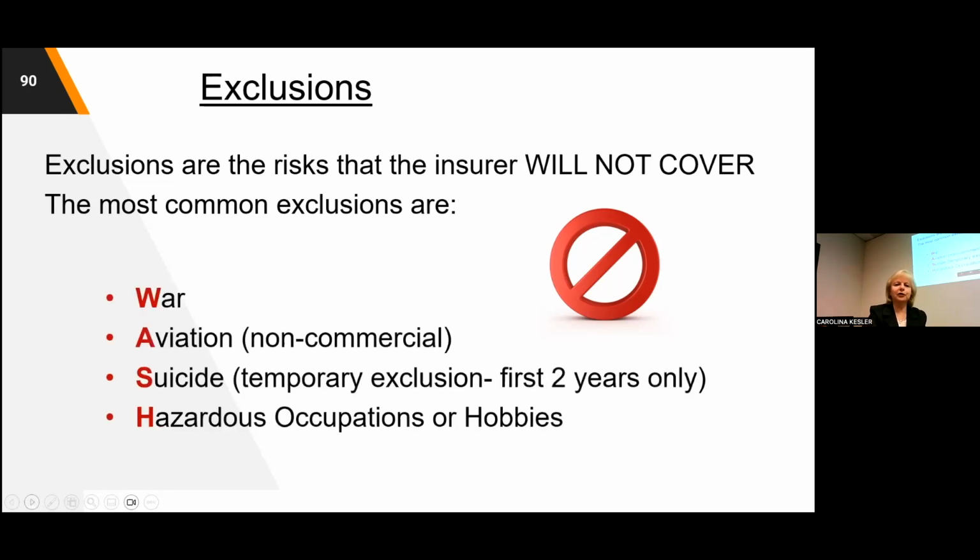So most common exclusions are a WASH. They're war, aviation, suicide, and hazardous occupations or hobbies. So if it doesn't begin with W, A, S, or H, it's probably not an exclusion. Make that simple for you. Exclusions are a WASH.